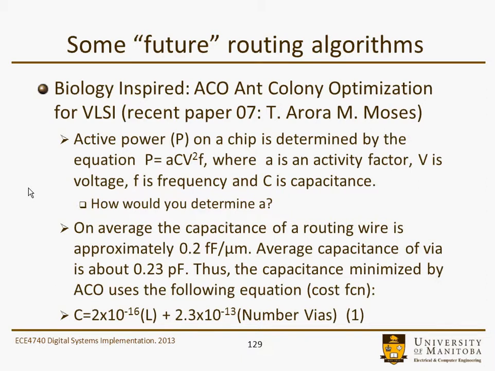And then they come up with a calculation for the capacitance of a routing wire as being approximately 0.2 femtofarads per micron. Average capacitance of a via was 0.23 picofarads, so the capacitance we minimize using some type of cost function. In this case, the cost function is just related to the length of the wire that you're going to have to connect up and the number of vias.